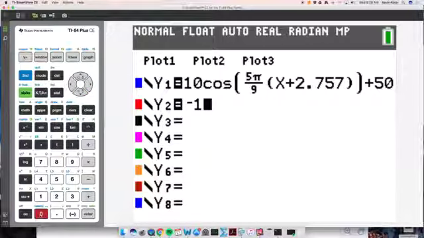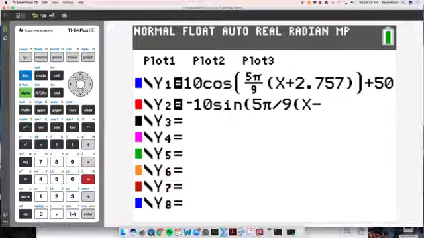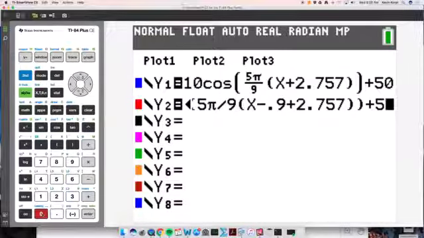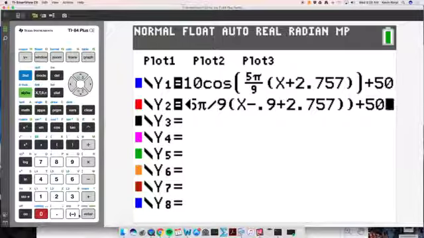Let's go ahead and type in negative 10 sine of 5 pi ninths. I'm not going to bother with the horizontal division bar here. 5 pi ninths, parentheses, x, and I'm not even going to add them together first. I'm just going to add them in the equation. So minus 0.9, and then plus 2.757. Close it, plus 50. So now if I graph both of those, and they are in fact equal, they should trace right on top of each other. And both of them should have 51 moving up as their y-intercept. Yes, yes? Yes, yes. All right, here we go.